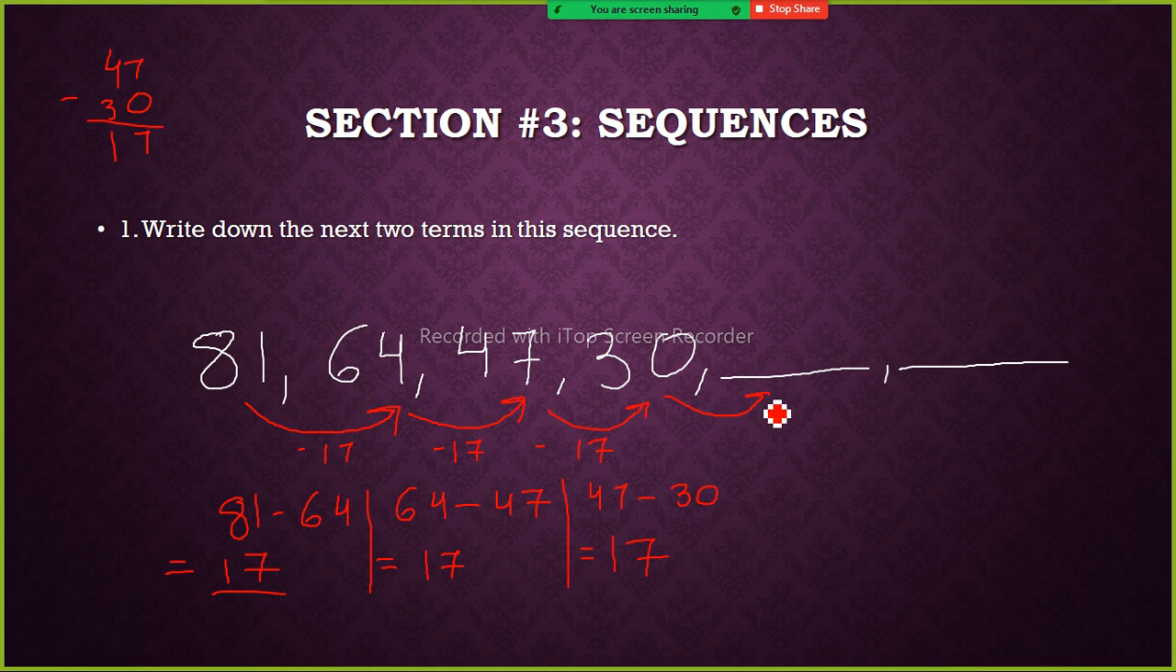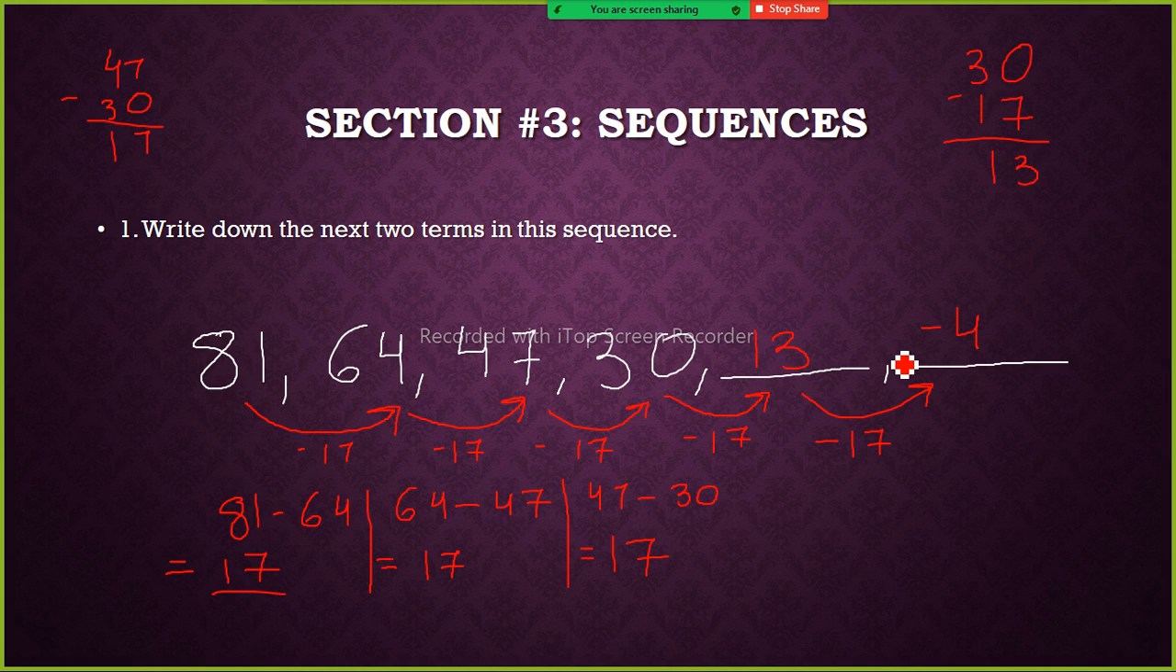So we're going to take 30 minus 17. And that's going to give us 13. And then 13 subtract 17. 13 subtract 17 is -4.